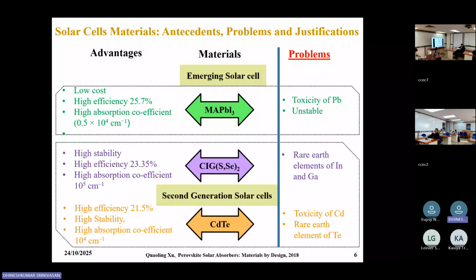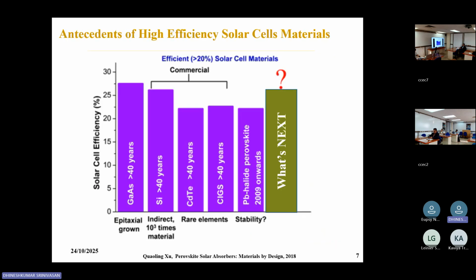And then the current photovoltaic industry is predominantly silicon based, with a small share contributed by CdTe and CIGS, and these materials have high stability, high efficiency and high absorption. But a similar material supply issue exists for CdTe and CIGS, as both of these materials contain rare elements, and in CdTe, cadmium is a toxic material. So, what can be done to overcome all these problems of conventional and emerging solar cells?